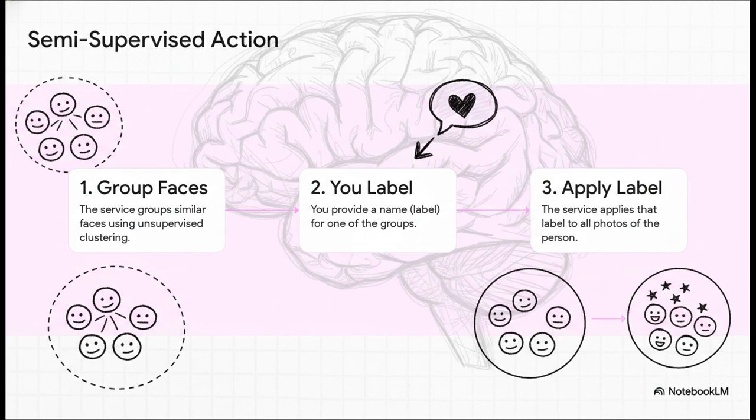Think about Google Photos. First, it does the unsupervised part. It scans all your pictures and automatically groups similar faces together. It doesn't know who they are, it just knows they look the same. Then you step in. You look at one of those groups and type in a name, like mom. That one little label is the supervised part. And bam, the service instantly applies that mom label to all the other photos in the group it already made. That's semi-supervised learning right there.